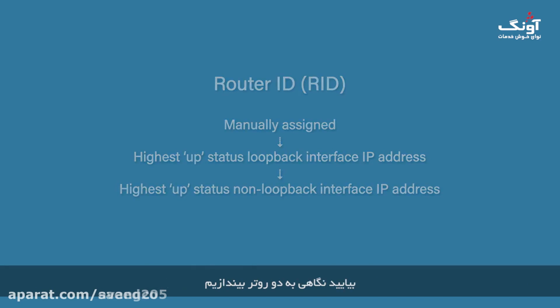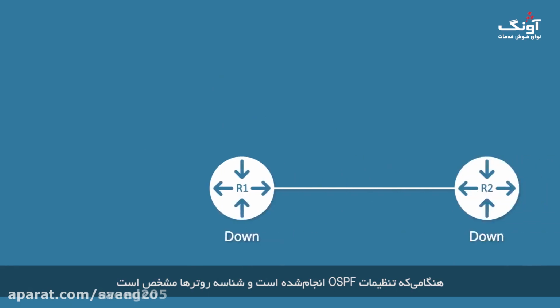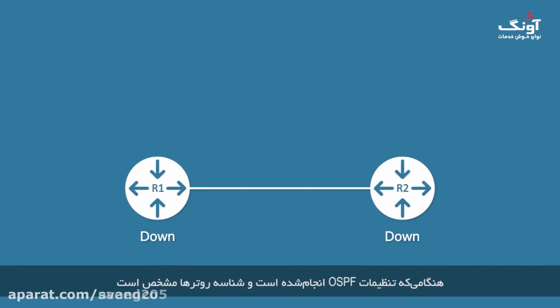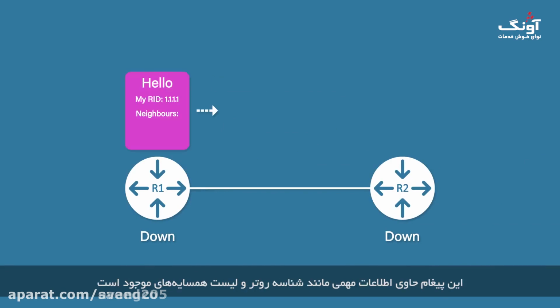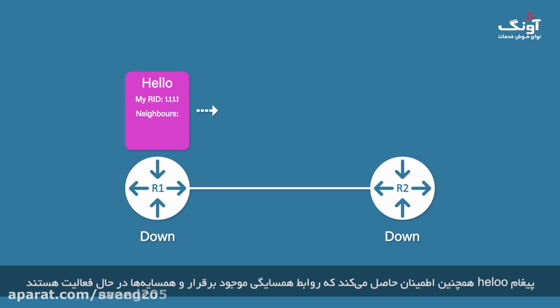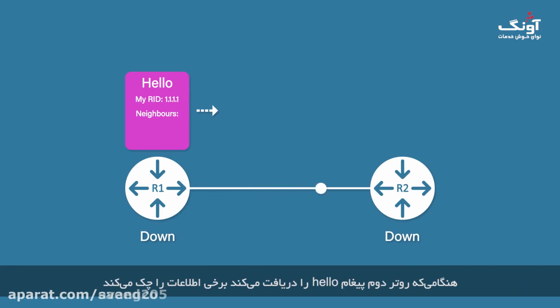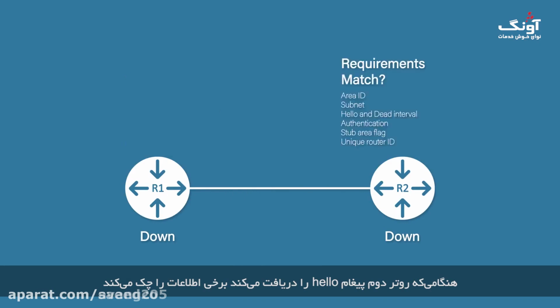Okay, so let's take a look at two routers. Once OSPF is configured, and we have our router IDs, the routers will reach out to potential neighbors with a friendly "Hello" message. This message contains some important information, including the unique router ID and any already known neighbors. The hello messages also let their existing neighbors know that they're still alive and kicking. Once router 2 receives the hello message, it runs some checks.